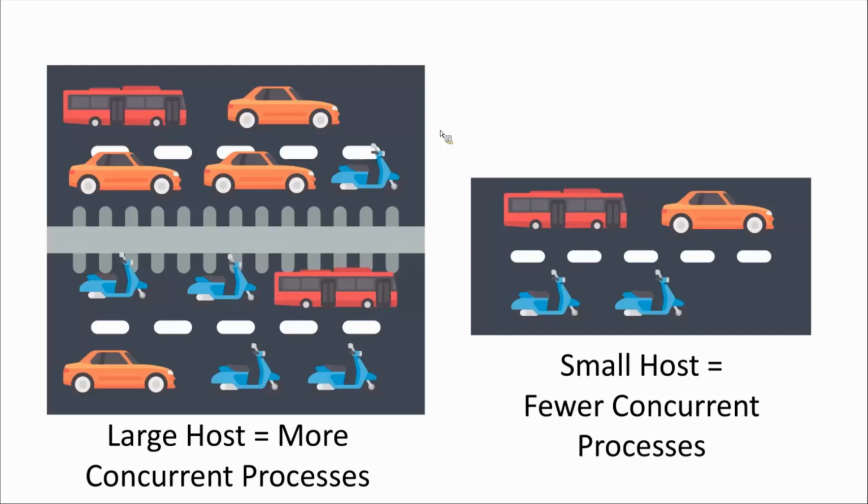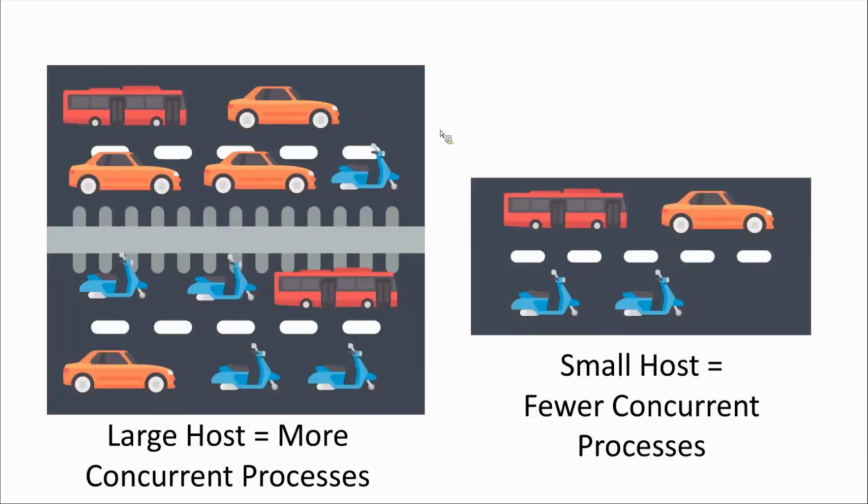If I have a large host, I can run more concurrent processes. If I have a smaller host, I can run fewer concurrent processes. But ultimately, I just want to be able to complete the work a little bit faster. And writing my application in such a way that it allows for multiple processes or workers is what lets me process the work quicker for the end consumer, which is whoever's using my application.